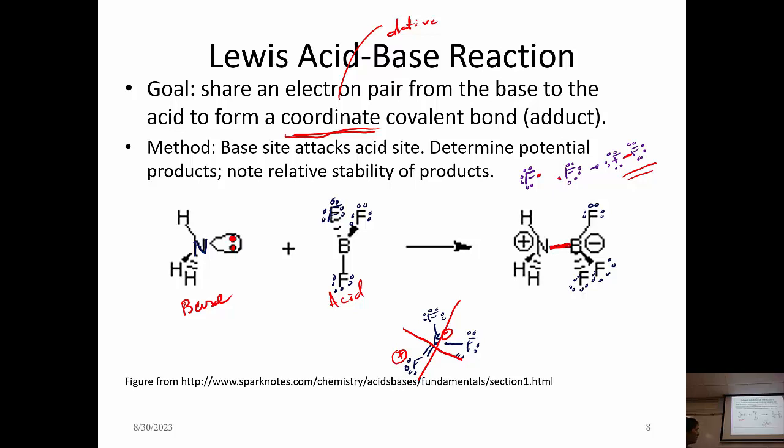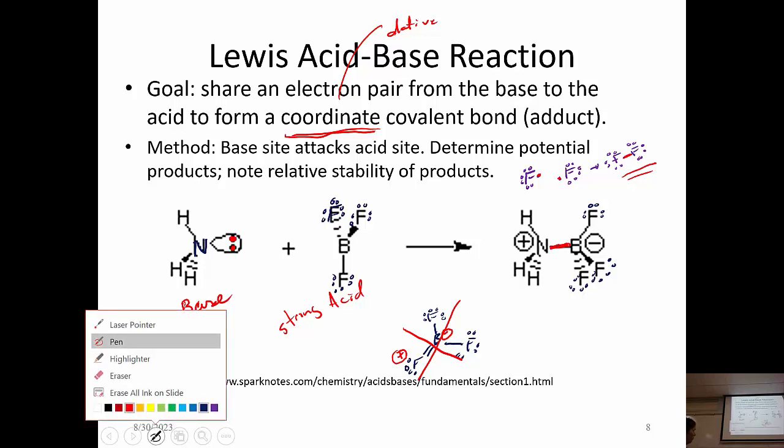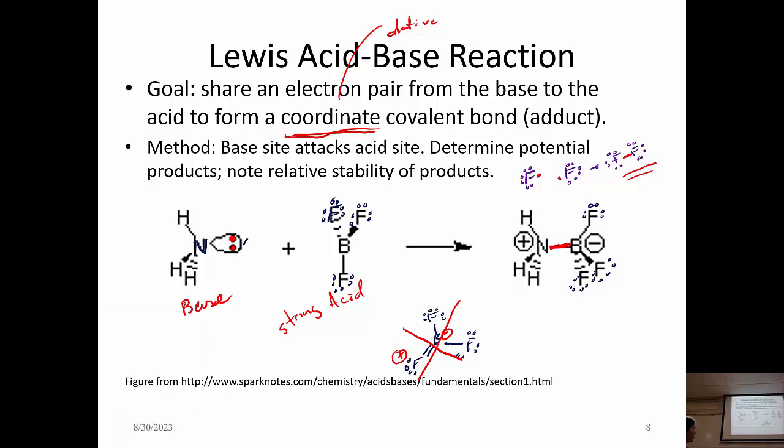What that means is that this is a strong Lewis acid. It's a strong Lewis acid because it really wants an electron pair. And so what's going to happen is the base is going to attack the acid. And so we have a lone pair. Do you know what the hybridization on nitrogen is here? Somebody tell me what the hybridization on nitrogen is in ammonia.